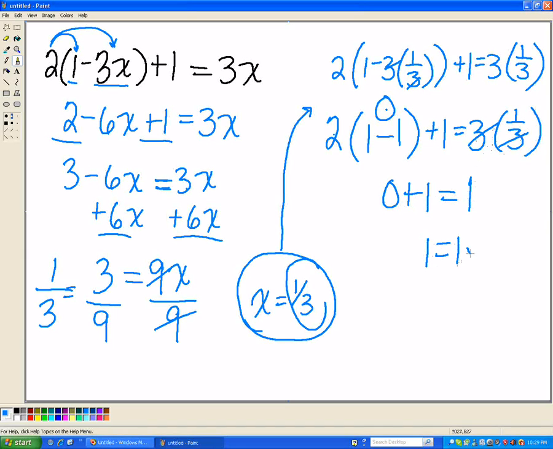So 1 equals 1. That is a true mathematical statement, so that is my solution.